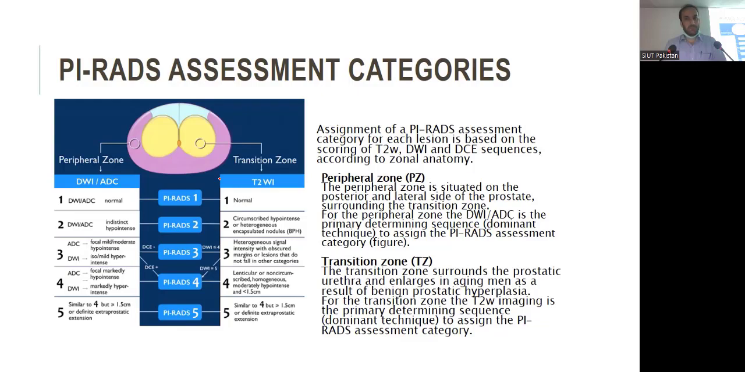But the endorectal coil is not required for each and every patient. It is only required when the result becomes equivocal on the current MRI. In these patients, we can use the endorectal coil.